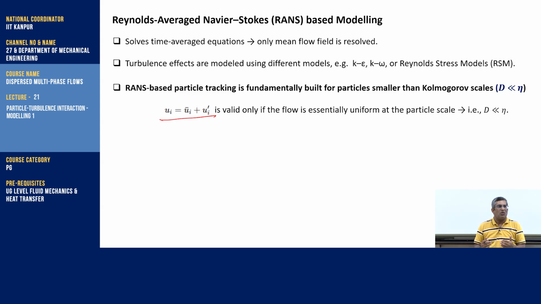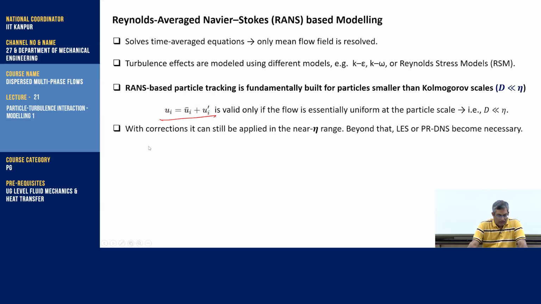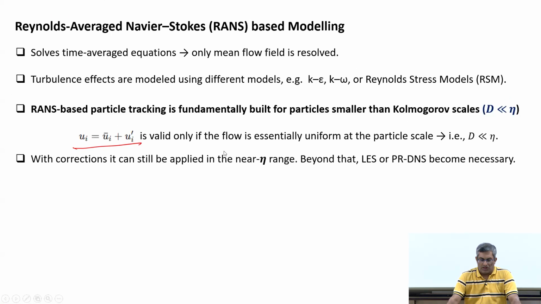So, by default, the RANS based modeling is suitable for small particles only. That is what we have to keep in mind. Although we can introduce some corrections if we have the particle size close to Kolmogorov scale. But beyond that, we should not use RANS based modeling, and we have to use particle resolved DNS or LES.